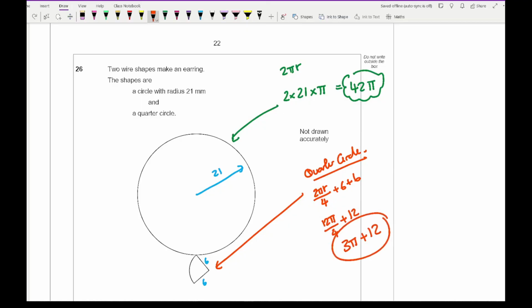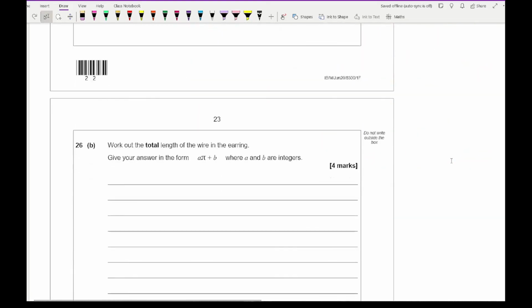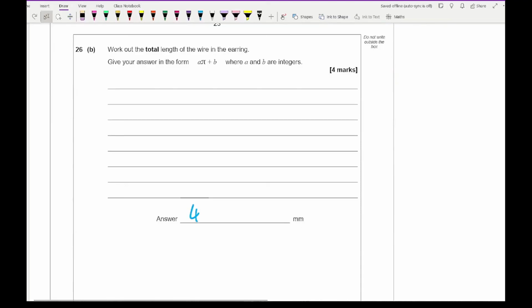Now all I then need to do is add these two numbers together, so that my final answer is going to be 45 pi plus 12, and that's in millimeters. So then that here is going to be 45 pi plus 12.